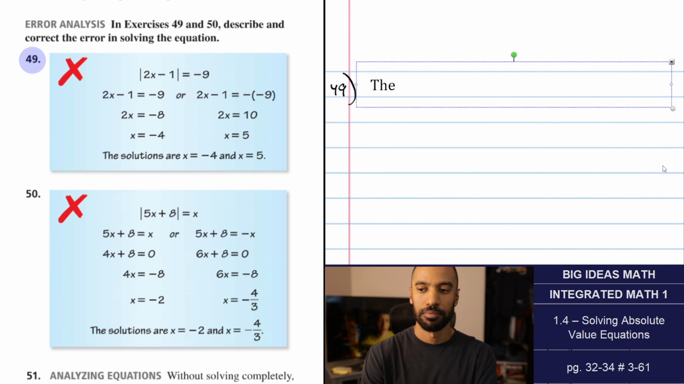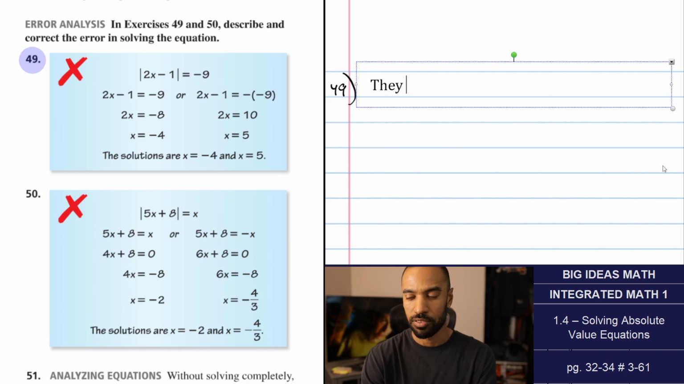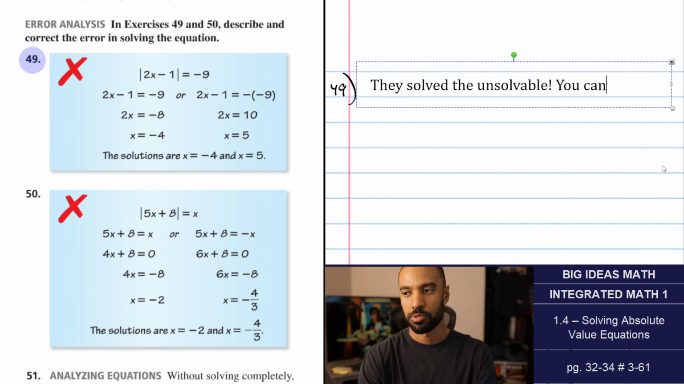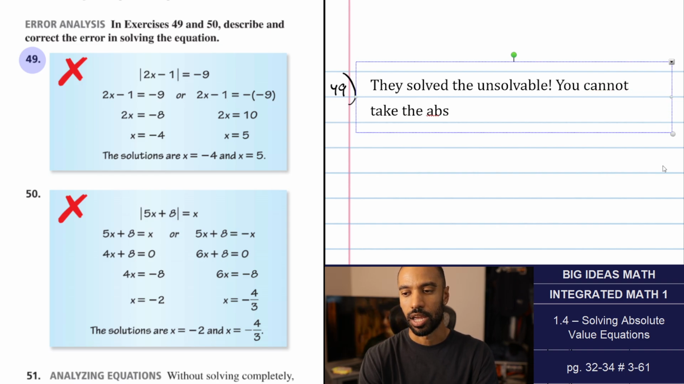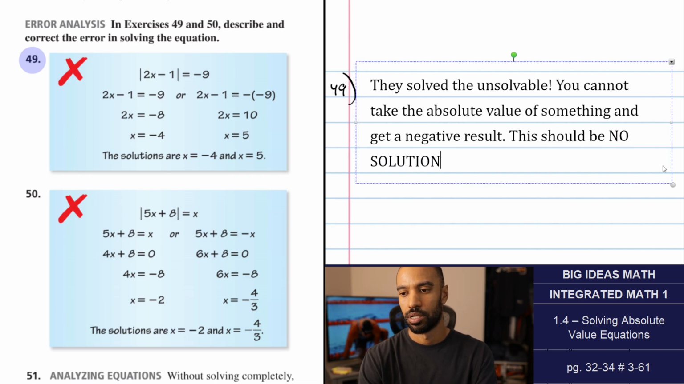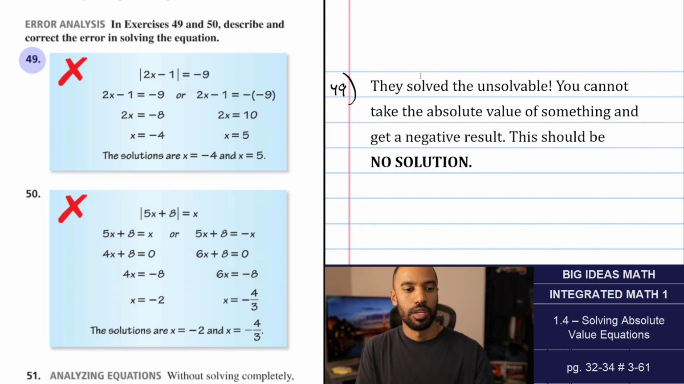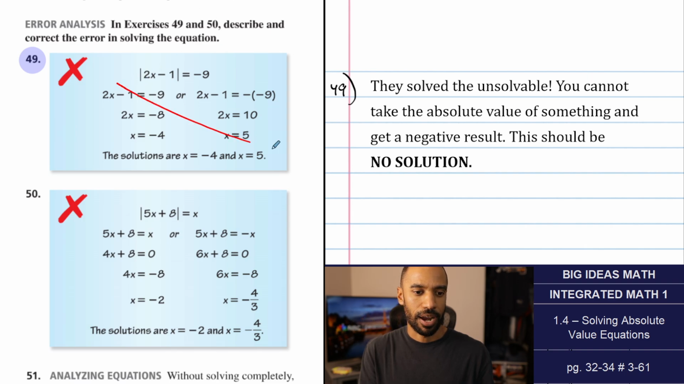They proceeded to solve. Now listen, everything they do thereafter is correct math, right? But the initial setup of setting this up as two different equations, you can't take the absolute value of something and get a negative. They solved the unsolvable. Sorry, you can't take the absolute value of something and get a negative. This should be no solution. So we're going to write it like that. We're going to bold it. That's me correcting the error. Literally from the get-go, we wipe that out.